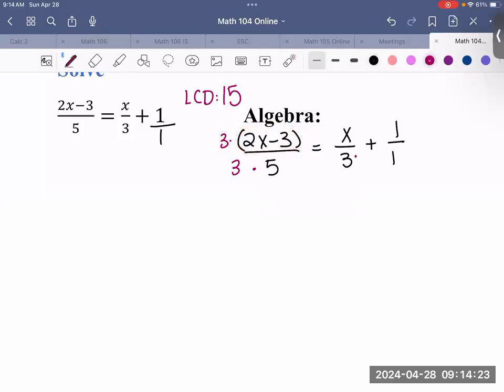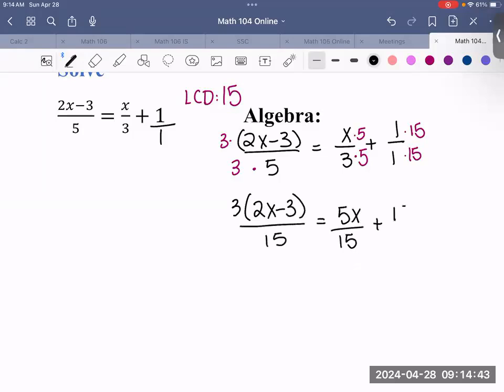How does this 3 become a 15? Multiply it by 5, and same thing with the 1. Oh, not by 5, by 15. So then we have (2x minus 3) over 15 is equal to 5x over 15 plus 15 over 15. So you have all of the same denominator, which is really nice.